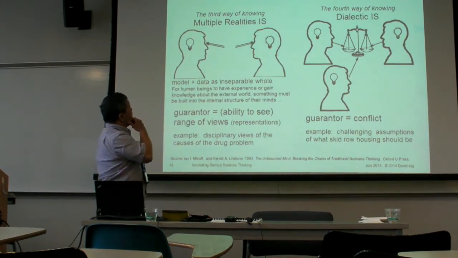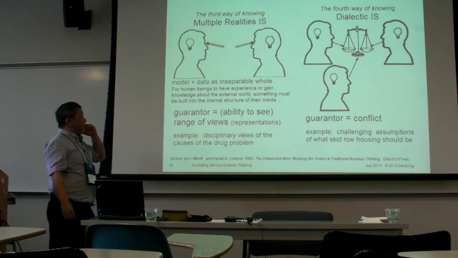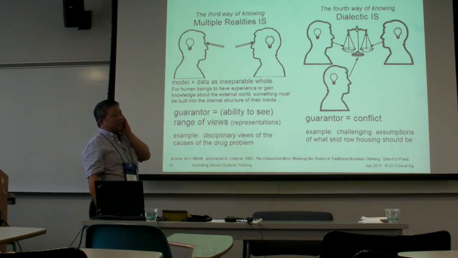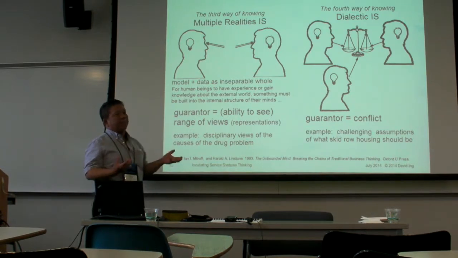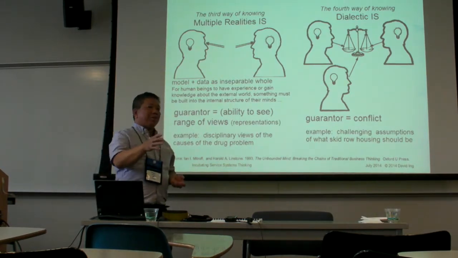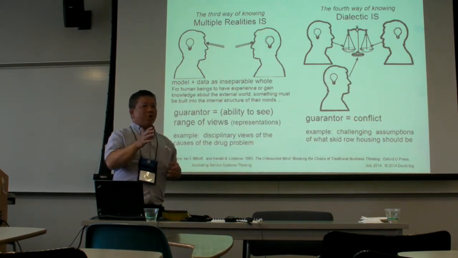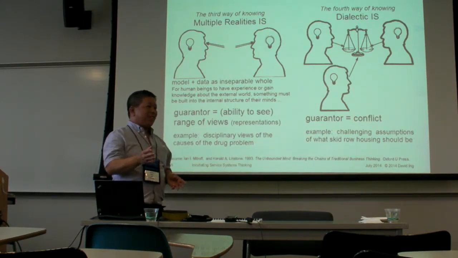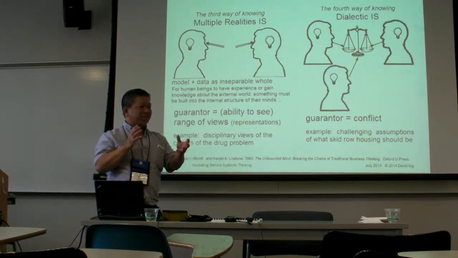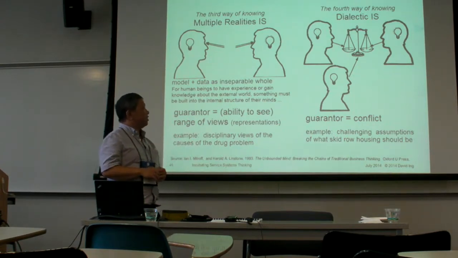The third way of knowing, multiple realities. Now we're into Kant. And so this says that the data and models are an inseparable whole. So I know pattern language one way. Peter knows pattern language a similar way. We kind of both know, but we know in different ways. So you can't just take what I say and then have Peter read it and say, you know, it's correct. We all have these shadings of words that we use.